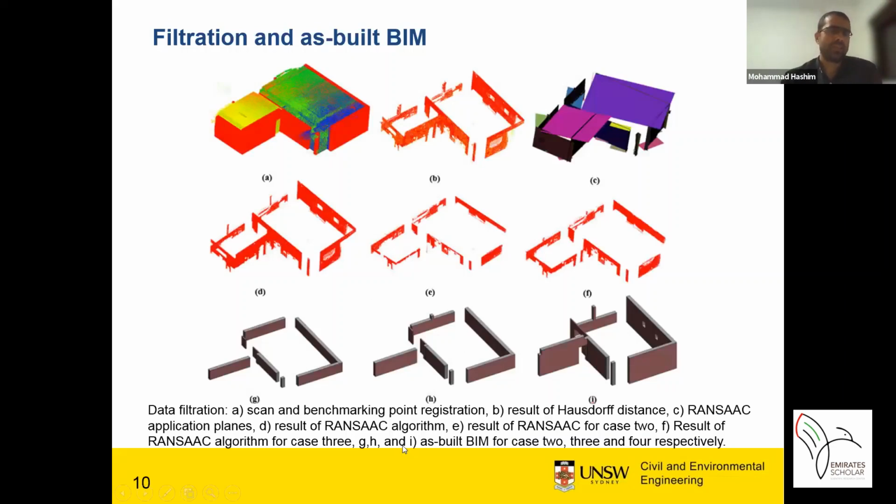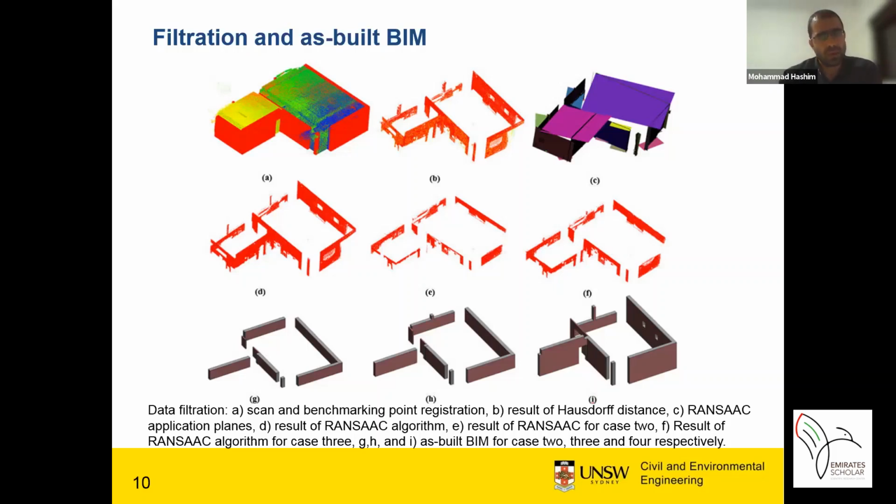Part A shows the registration of both point clouds, the benchmarking point cloud and the point cloud from the site. And part B shows the result of Hausdorff distance, which only covered the walls, and we removed all the redundant elements like columns and others, and also the other noises, the furniture and others, which we accepted as noises. Still, there were some additional points as noises, and we applied the ISARC algorithm. Those points were covered with different planes, and we removed them. And part B shows the clean point cloud only for the walls, which was the object of the case study.